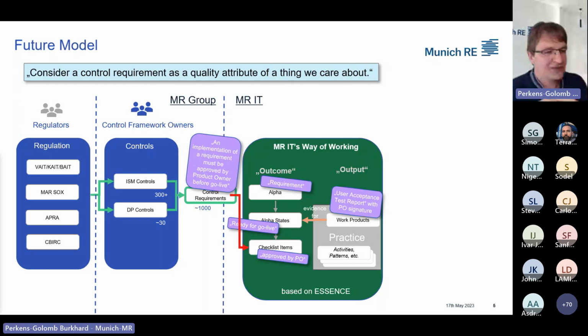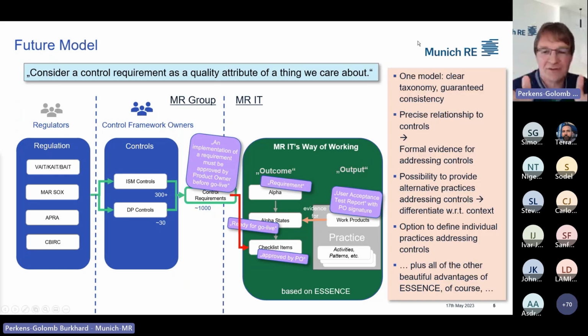It really feels totally natural to have control requirements in the model. So it's not anymore 50 or even more Word documents. We have one model that really describes our way of working across the board. We have a clear taxonomy, we have consistency, we can really give evidence, formal evidence, that our way of working addresses all the control requirements we are supposed to address. It's not flipping through thousands of pages of Word documents anymore. And we can provide different options for the way of working, different practices, different work products. The only thing we have to make sure is the work products address the alpha states and the control requirements.